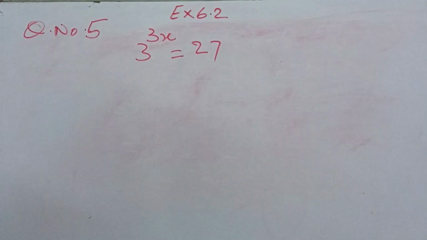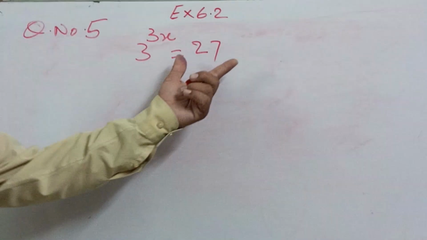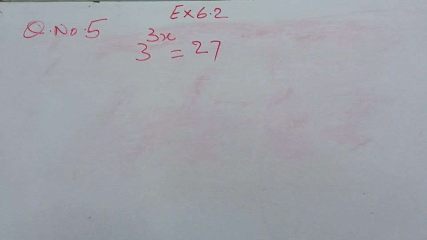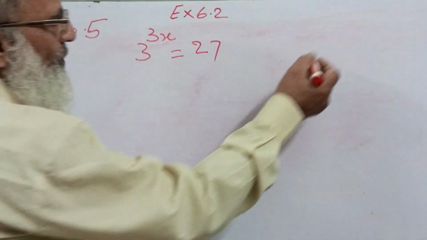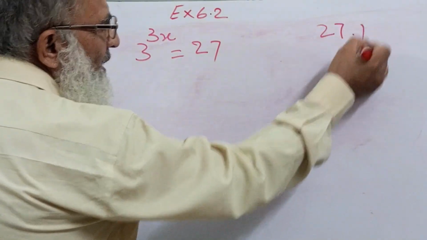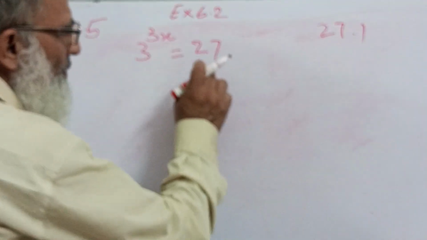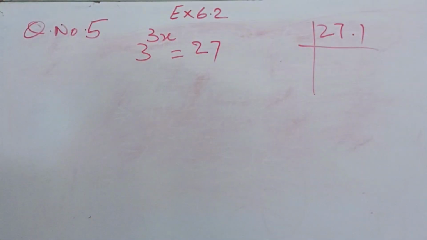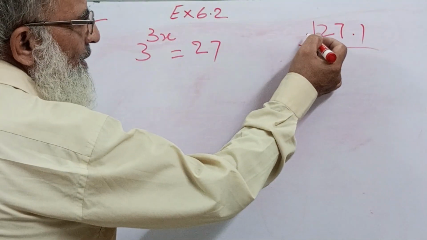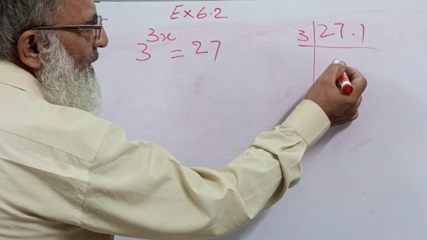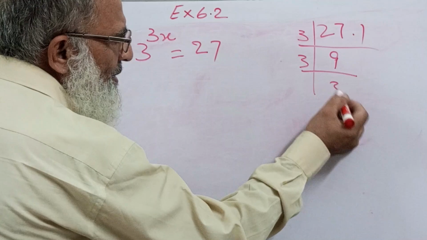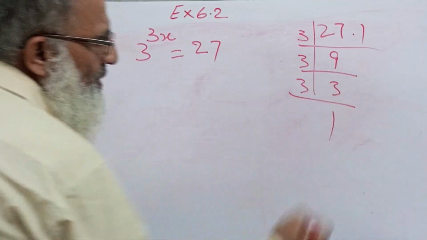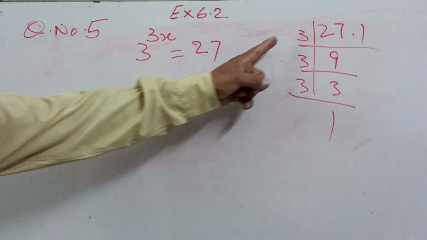How will we solve this? It looks intricate, but I tell you that it is not intricate. Just factorize this 27. Factorizing, what does it mean? 27 is 1 times 27, or you can make it like this: 3 times 9, 3 times 3, 3 times 1. Okay, you see that we have factorized it.